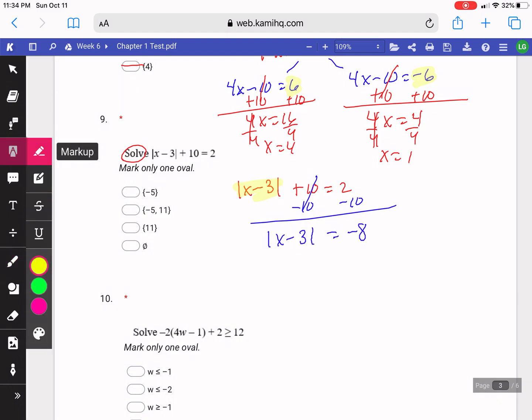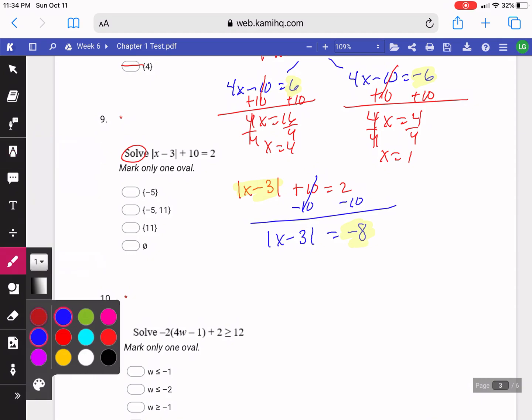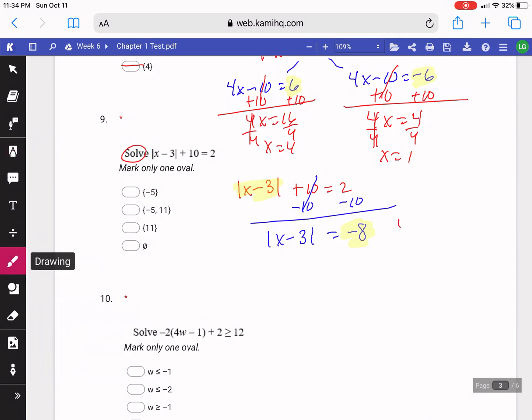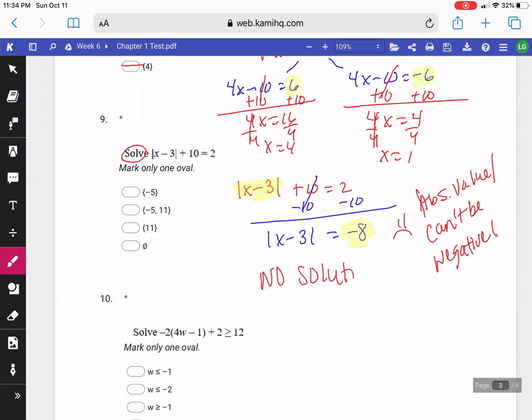Now you check what kind of number you got. Well, here we got a negative number. Remember, absolute value can't be negative. So since absolute value can't be negative, we have no solution. So the answer to this question was actually no solution.